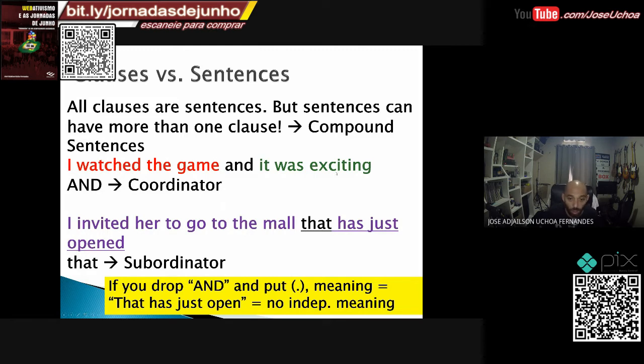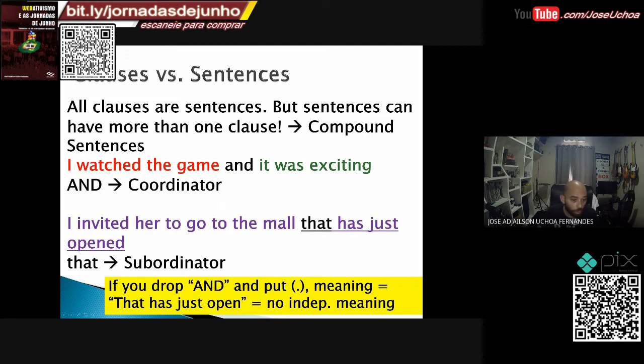It has a subject, a predicator, and an adjective referring back to it, a predicative complement, subject-oriented, okay? The two pieces of information work independently. I watched the game is grammatically perfect. The game was exciting. It was exciting. That is grammatically perfect. But I want to establish a relationship of complementarity between watching the game and considering it exciting. So I use and.